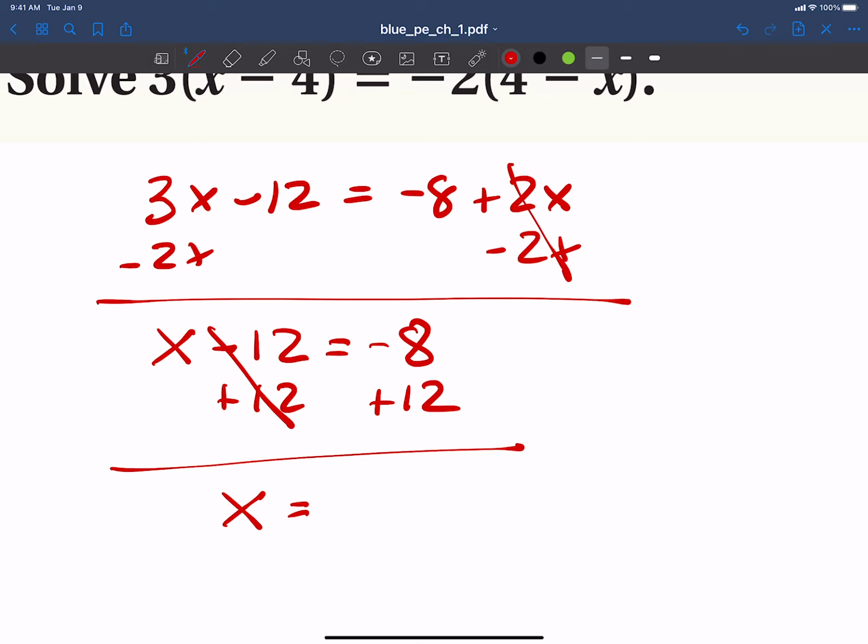Okay, now over here. Signs are different, so we subtract. What's 12 minus 8? 4. Is it going to be positive or negative? Positive 4. Why positive 4? Because 12 is the bigger number and it happens to be positive. Good. That's our answer.